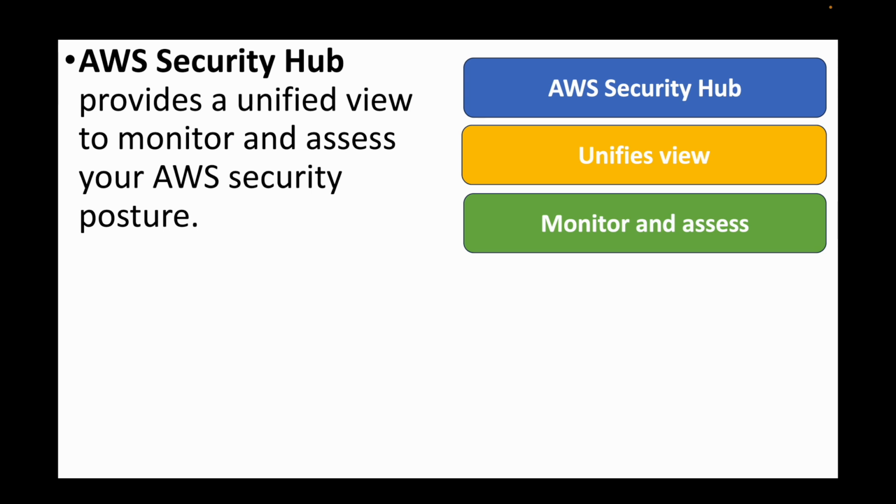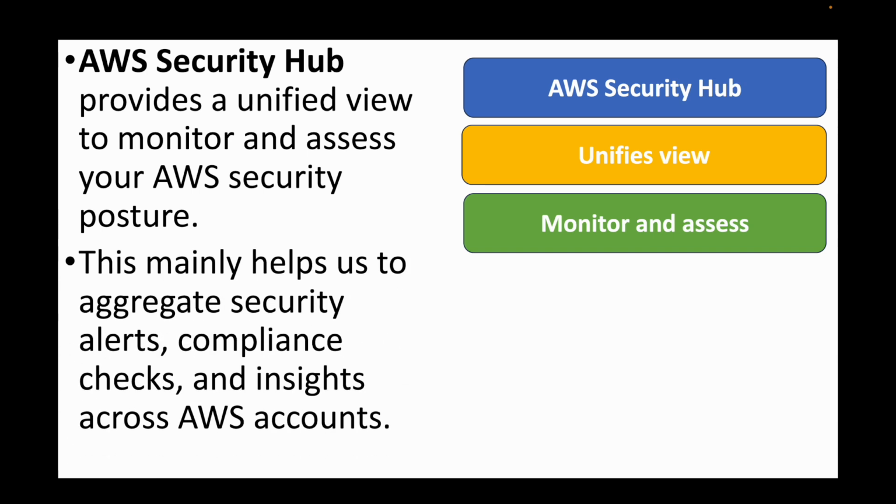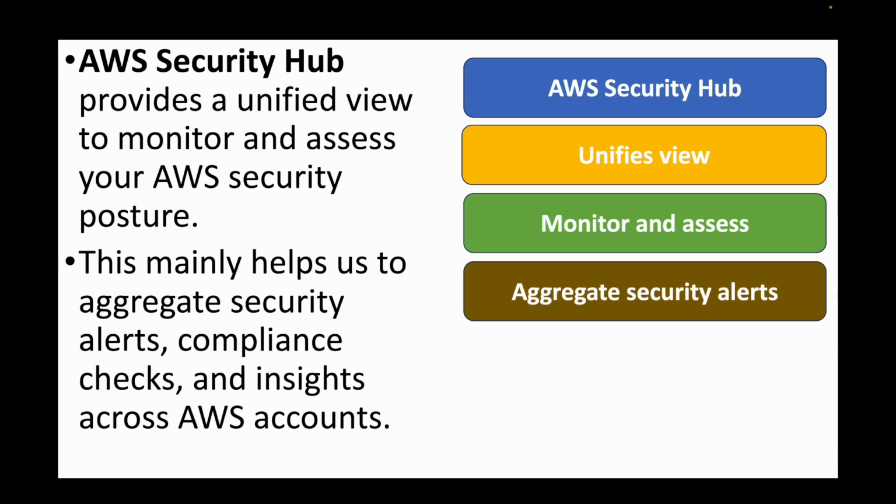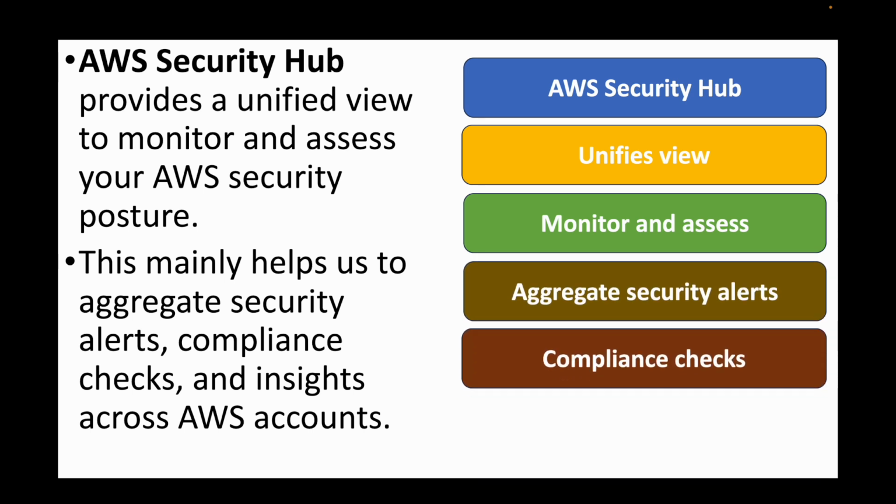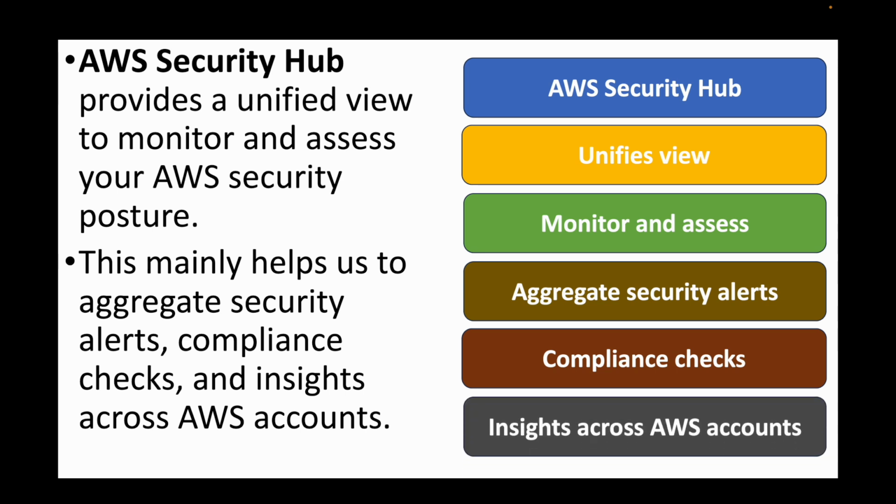Basically, it's like a centralized hub where you can see all of your security activities. So this mainly helps us to aggregate all of our security alerts, do any compliance checks, and also get insights across your AWS account. So if you have multiple accounts, you can get insights into those accounts. You can check for any compliance issues. You can check your security alerts. All those things can be monitored and assessed from one single point, which is your Security Hub.